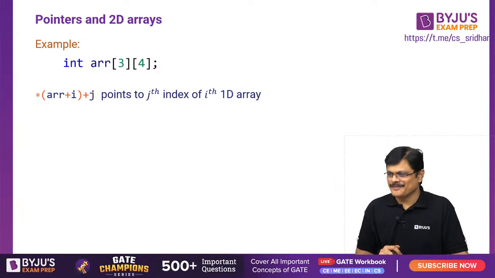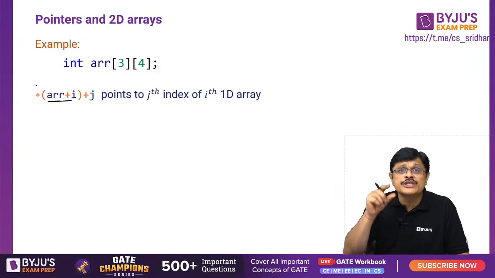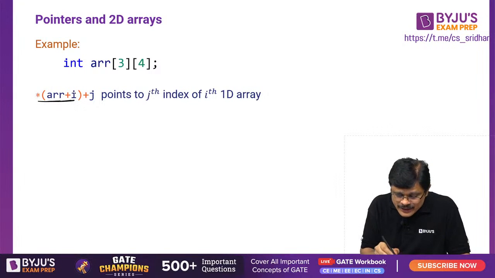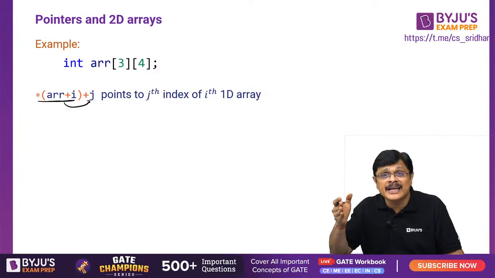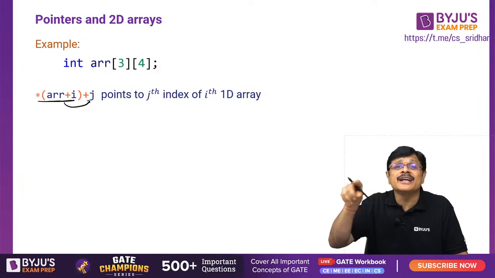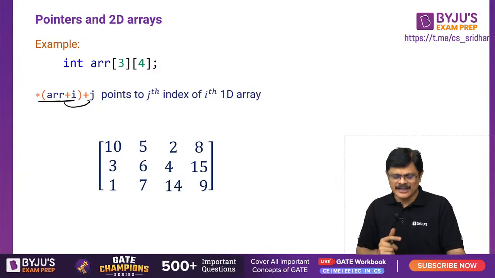Now look here. I am just giving you the same thing in a more detailed manner. ARR plus I refers to the ith 1D array. Star ARR plus I refers to the 0th element. Now for the 0th element, how much are you adding? J you are adding, which means you are moving to the jth index of the ith 1D array. Let me explain with an example.